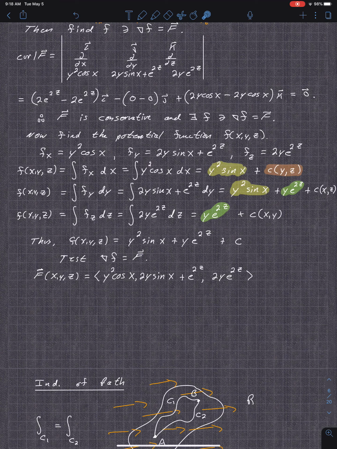If you were to go the other direction and do a partial with respect to x, then this would be gone, right? So you'd end up with just the y squared cosine y. You do that for each function. So here's your integral of fy dy. You integrate this, and you get this, and then it's going to be plus some function of x and z. Again, if you went backwards and just took the partial with respect to y, then this would be gone. So you do the same technique for z.